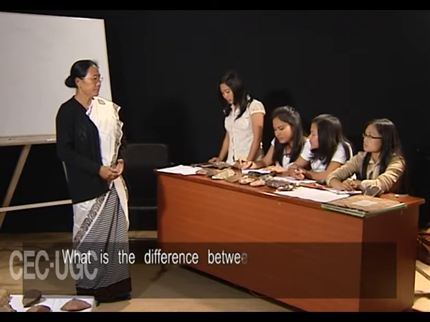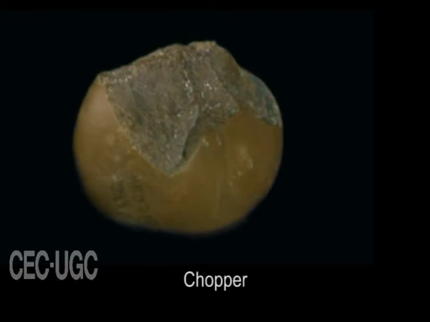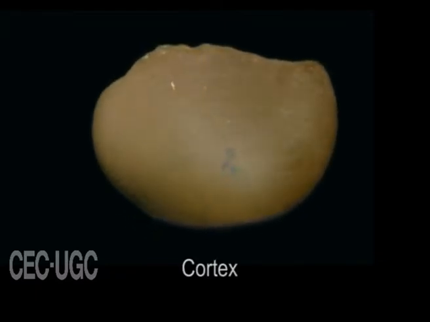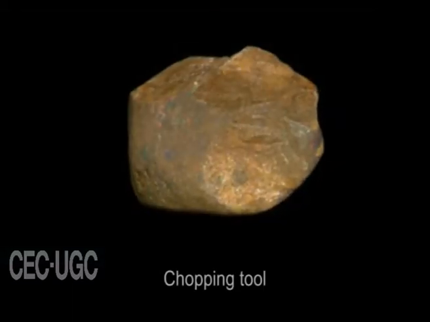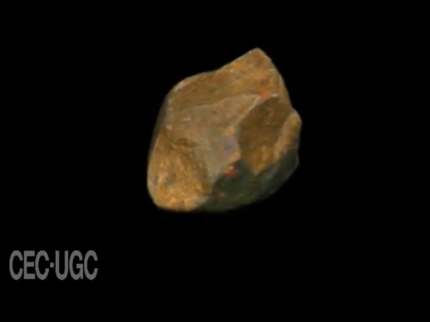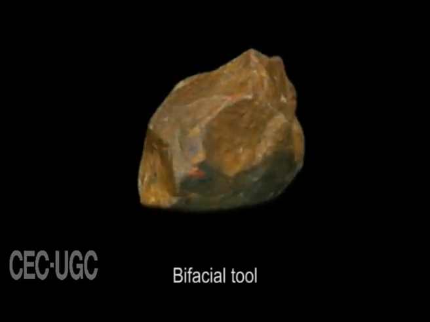What is the difference between a chopper and a chopping tool? A chopper is a unifacial tool. It has only one side worked out, and the remaining surface is represented by the cortex region. Whereas the chopping tool has been worked out from both the surfaces, so it is also known as a bifacial tool. Thus, we can differentiate between these two.